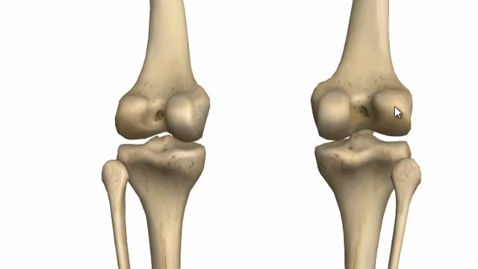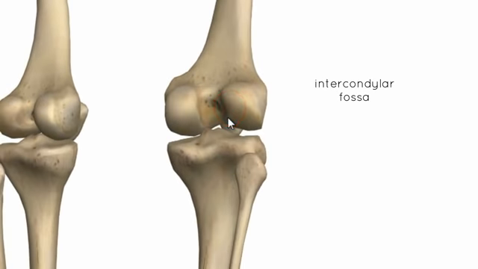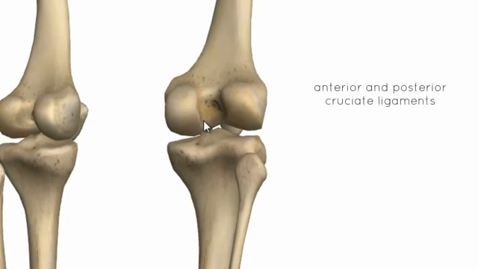The two femoral condyles here are separated by this region, which sits between them. This is the intercondylar fossa. This intercondylar fossa is the area where the anterior and posterior cruciate ligaments have their proximal attachment. I'll come on to talk about that in a moment.